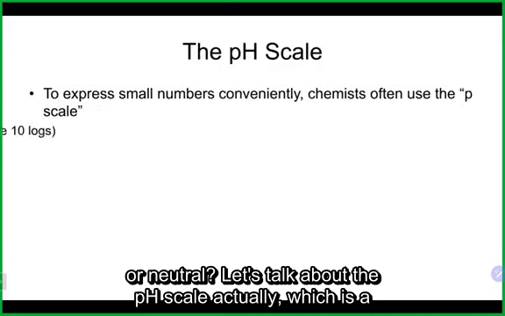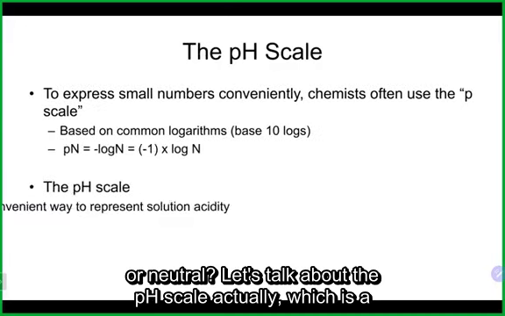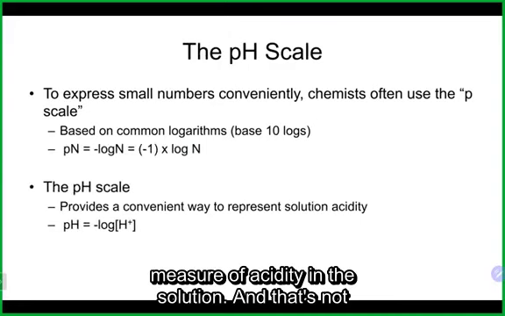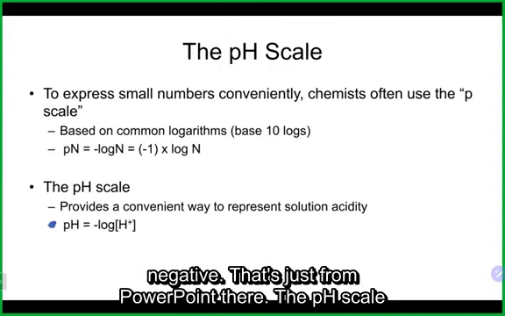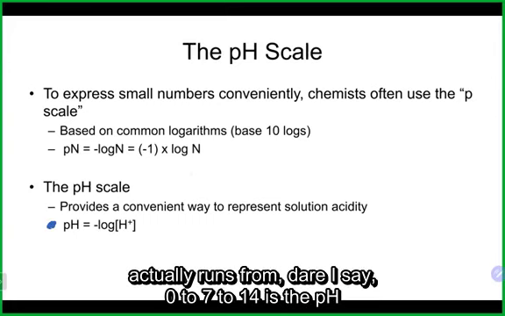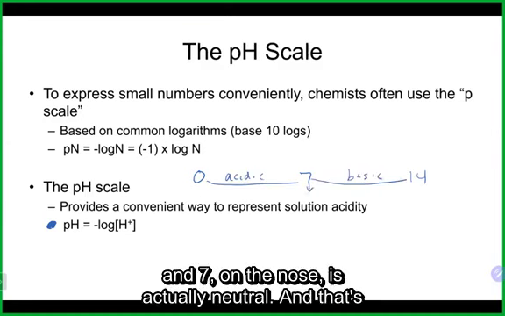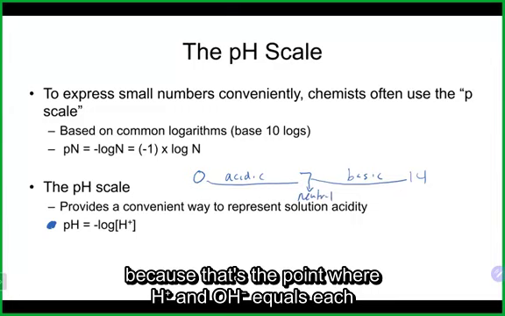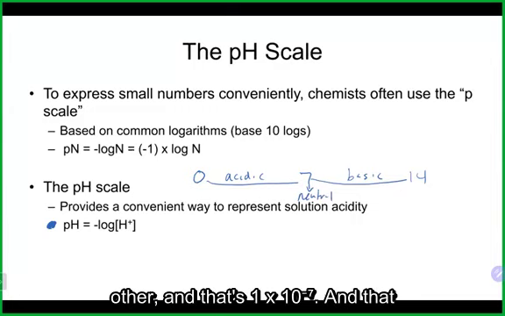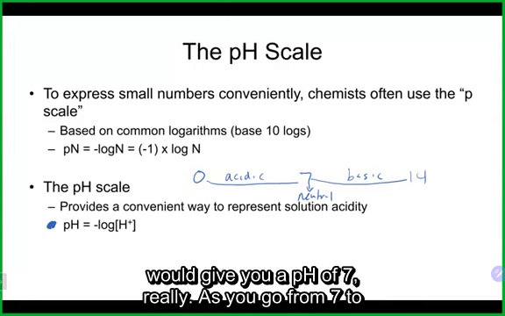Let's talk about the pH scale, which is a measure of acidity in the solution. And that's not negative, that's just from PowerPoint there. The pH scale runs from 0 to 7 to 14. Less than 7 is acidic. Above 7 is basic. And 7 on the nose is neutral, because that's the point where H plus and OH minus equal each other, at 1 times 10 to the minus 7, which gives you a pH of 7.